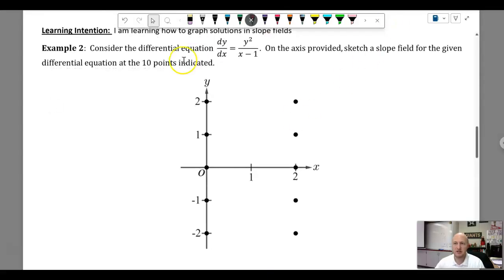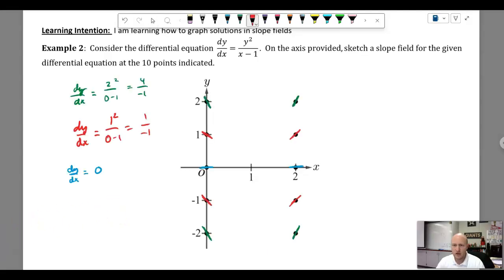Same idea: given the differential equation dy/dx = y squared over x minus 1, on the axis provided, sketch a slope field for the given differential equation at the 10 points indicated. I don't know if you would see one this large, but it's kind of the same idea here. Please pause me, try it, and then I'll show you the solution. Okay, so let's go ahead and look at this.